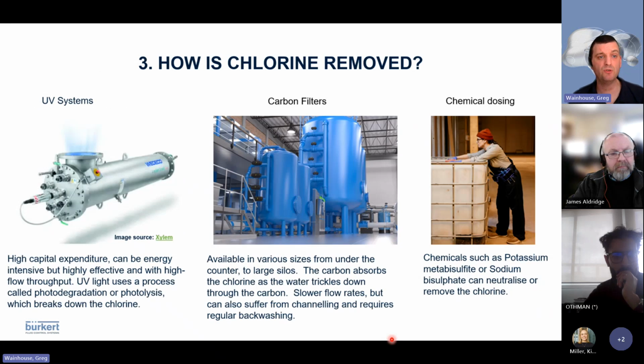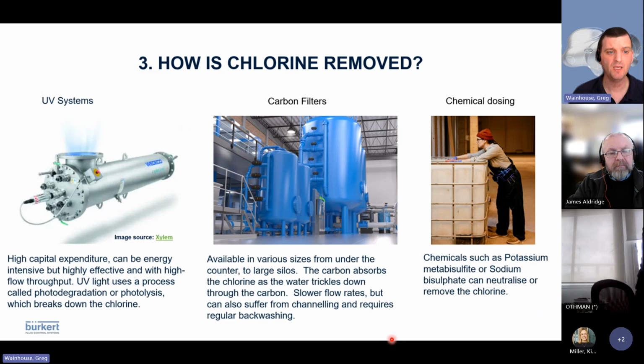How is chlorine typically removed? Well, quite often you'll use things like UV systems. UV systems can be quite high capital expenditure and high energy intensity, but they are highly effective and allow high flow throughputs. We see a lot of these in municipal wastewater areas as well, where they're trying to kill off large volumes of bacteria. UV systems are also really good at removing chlorine in drinking water applications, through a process called photodegradation or photolysis, which breaks down the chlorine.